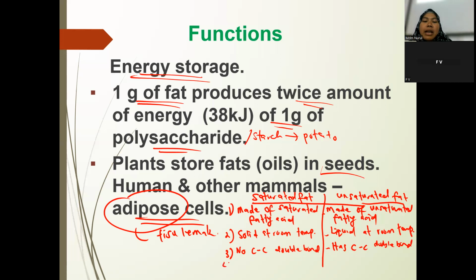Okay. Lagi. Very good. Saturated. No double bond. Unsaturated? Very good. Has double bond. Lagi 1. Example. Okay. Saturated fat, example. Apa tadi? Butter.